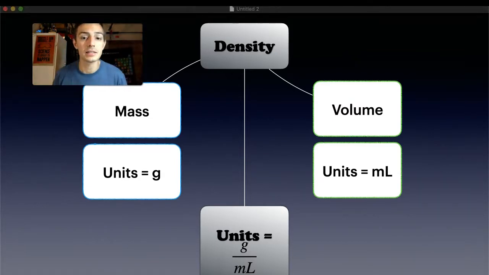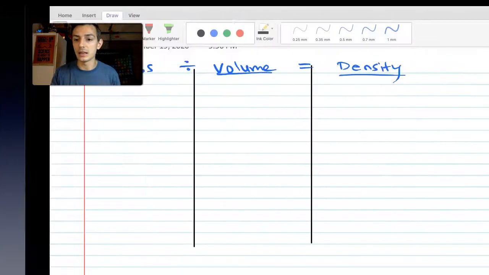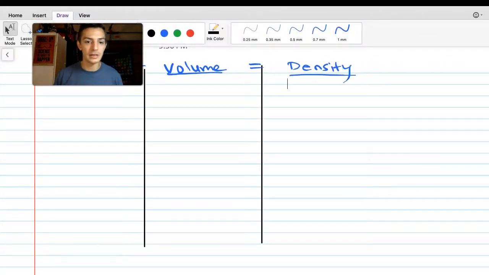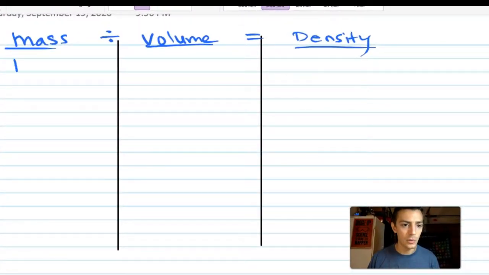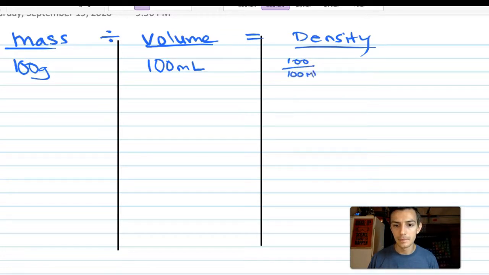Okay, so let's do some practice problems here, because in chemistry, often what we're doing is calculating densities. Let's do one where we have something with a mass of 100 grams and a volume of 100 milliliters. Now, all I have to do is divide those two together. So I got 100 divided by 100, and I get 1, right? Well, I get 1 gram, let's keep my units, and 1 milliliter.